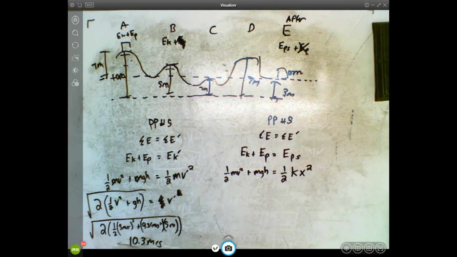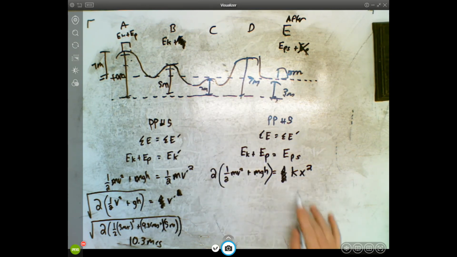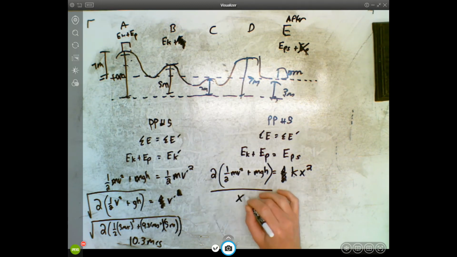Now, before we could cancel out the masses because it was in everything, but we have a mass here and we don't have a mass here. Same thing with the 1/2. We have a 1/2 here and a 1/2 here, but because there's no 1/2 here, it doesn't cancel out. So that means we can't cancel out anything. We just have to rearrange this. So I'm going to move my 2 up top. And I want to find my spring constant, so I want to move my x squared down below like that.